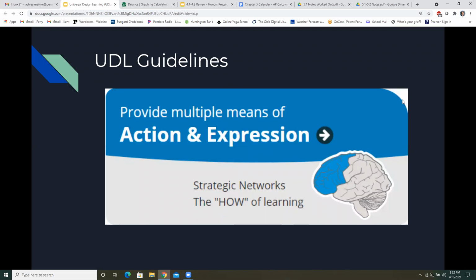So finally, we come to the third idea that was mentioned under Universal Design for Learning. And this is the action and expression idea. How do we provide multiple means of action and expression? This goes to the heart of learning, where the how of learning is being tested. And again, a different part of the brain is active when you talk about the how of learning. So let's take a deeper look at this.